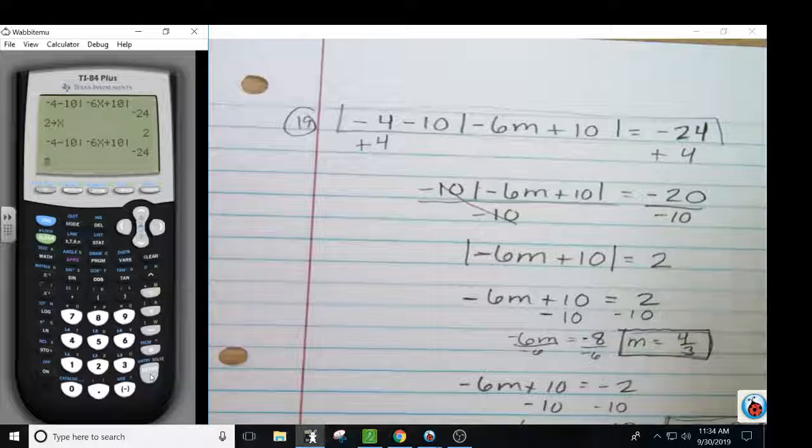Does anybody not finish their benchmark? Okay. If you did not finish your benchmark, go ahead and grab a computer and work on it. You can do the absolute value stuff later.